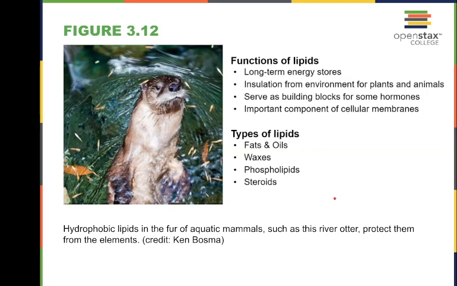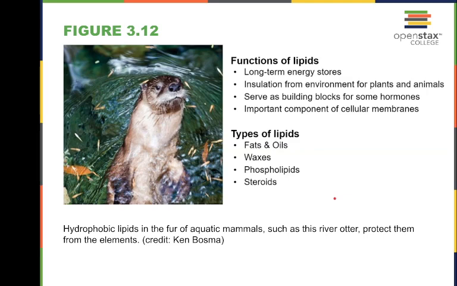Functions of lipids include long-term energy storage within animals, and they also aid animals in insulating them from their environment. They also aid plants in insulating the plants from their environment and help them protect from changes in weather. Lipids also serve as the building blocks for some hormones based on cholesterol. Cholesterol is a precursor for many hormones, so that is a huge function of lipids because that becomes the chemical signals that we use throughout our body. And lipids are also an important component of cellular membrane.